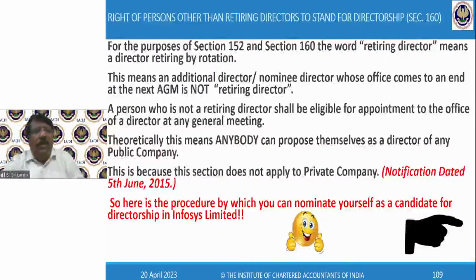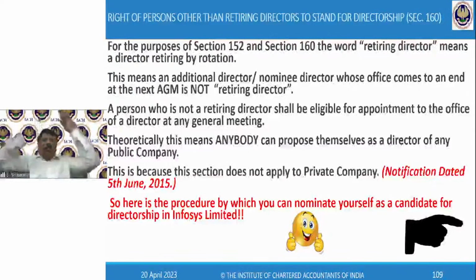We already saw that an additional director, nominee director, etc. is not a retiring director. But I explained to you who is a retiring director. Now, any person who is not a retiring director shall be eligible for appointment to the office of director. Theoretically, this means anybody can propose themselves as director of any public company.